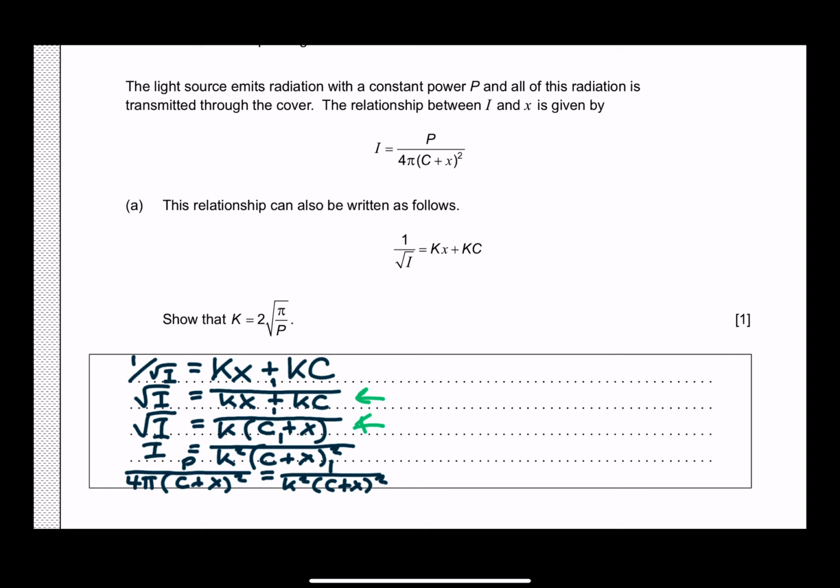I'm trying to get rid of the radical I, so I squared both sides. And that's what I did here. And now I have I by itself. So now that I have that, I can relate it to this expression up here and set them equal to each other.